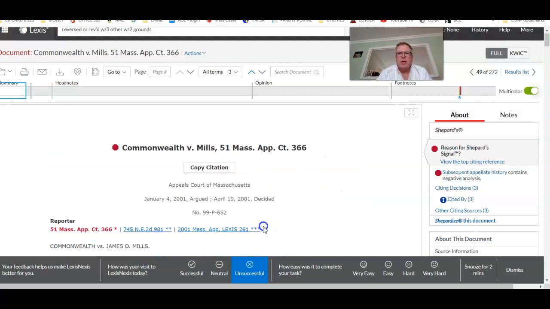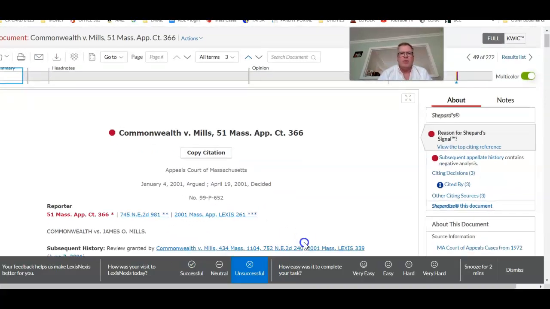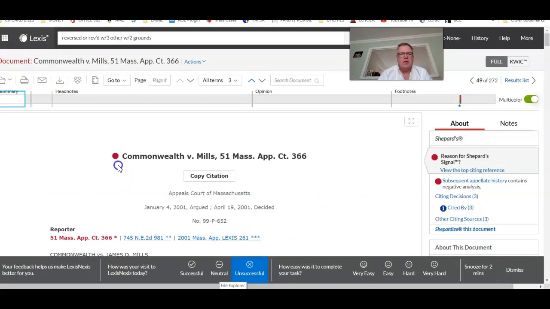Commonwealth versus Mills. I just wanted to end this by showing you an example of a case that was reversed that you might be able to still use. I wanted to show you what that looks like. So I found Commonwealth versus Mills, and you can see that as the red stop sign there. You can't miss it. That means that this case was reversed. We can see that this was an appeals court decision. If it was reversed in Massachusetts, the next court that would reverse it would be the Supreme Judicial Court of Massachusetts. Okay, so it was likely appealed to the SJC and was reversed.